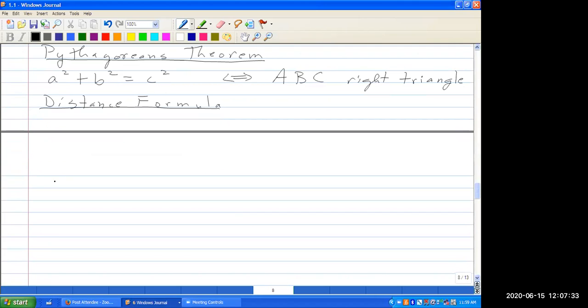Yeah, I guess I'll write it. Distance is x1. Who cares? I'll write it this way, just so that you note that it doesn't matter which way I write it. So x1 minus x2 squared plus y1 minus y2 squared. Take the square root of that.